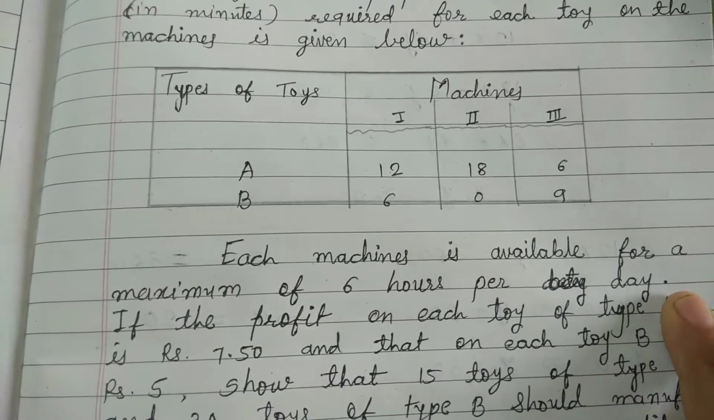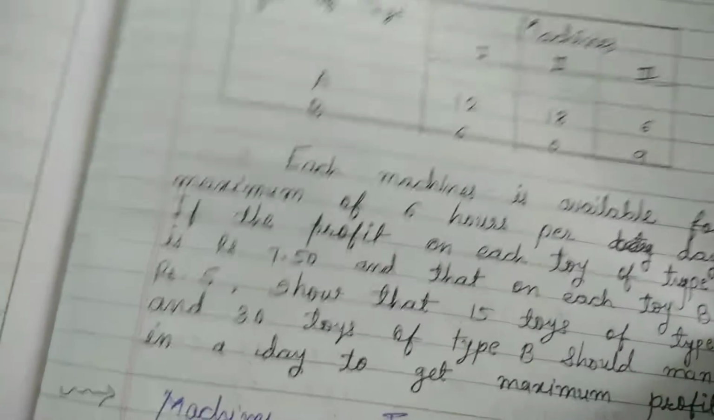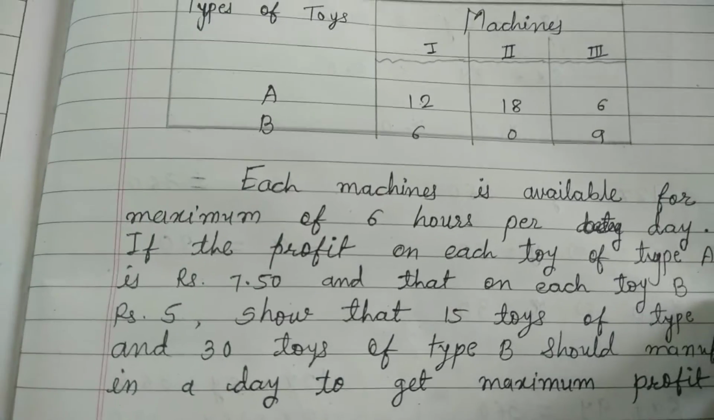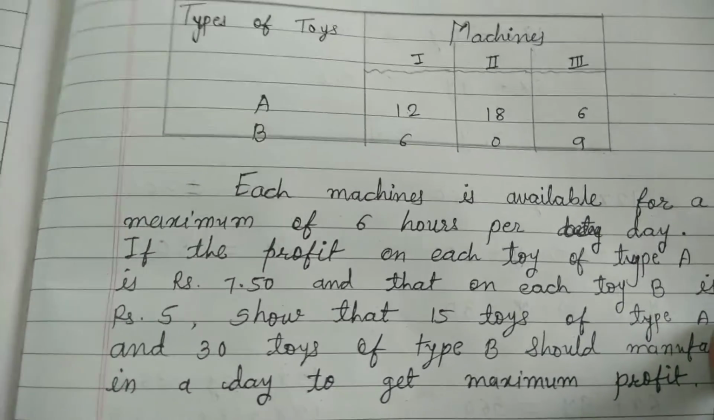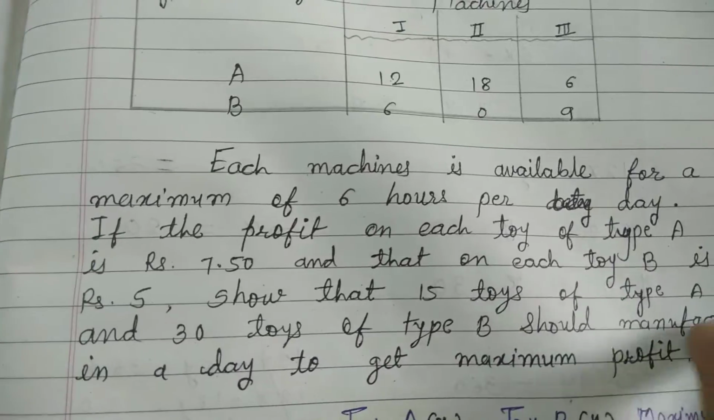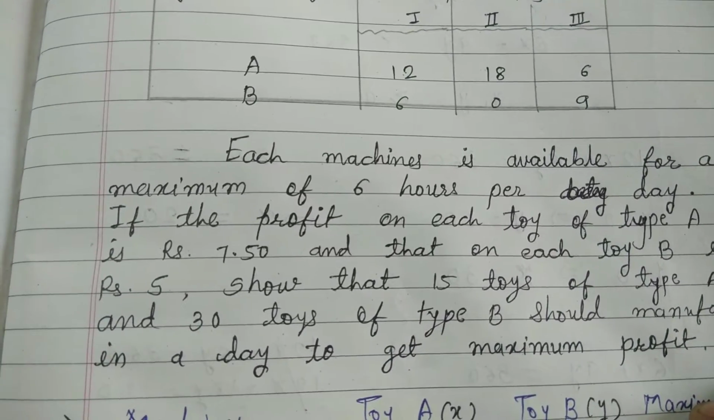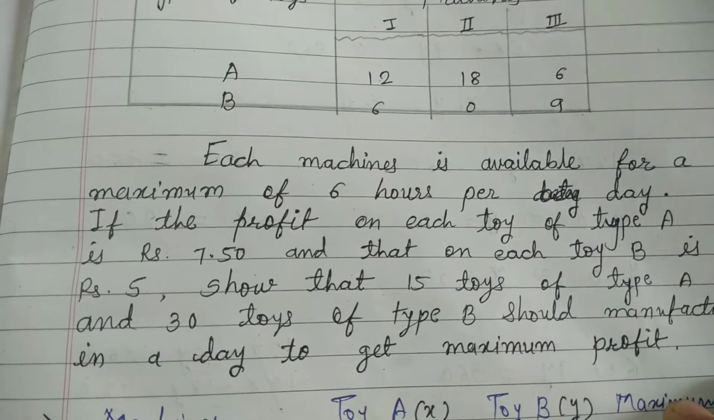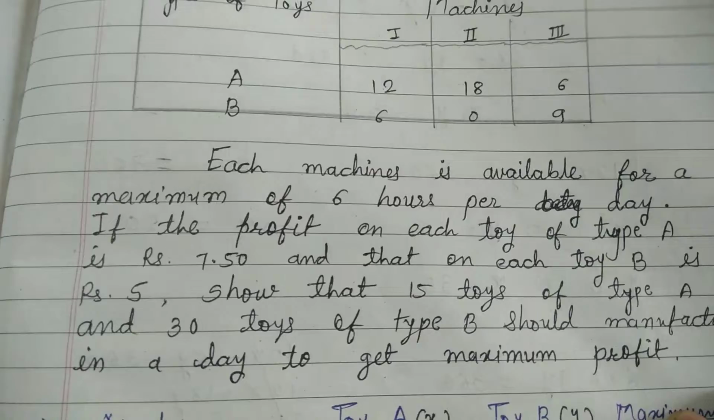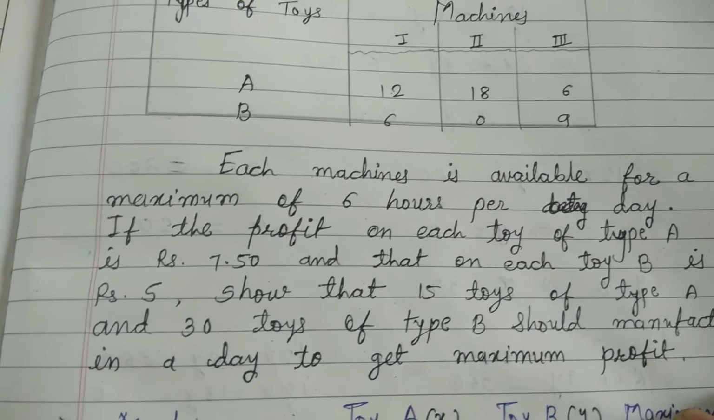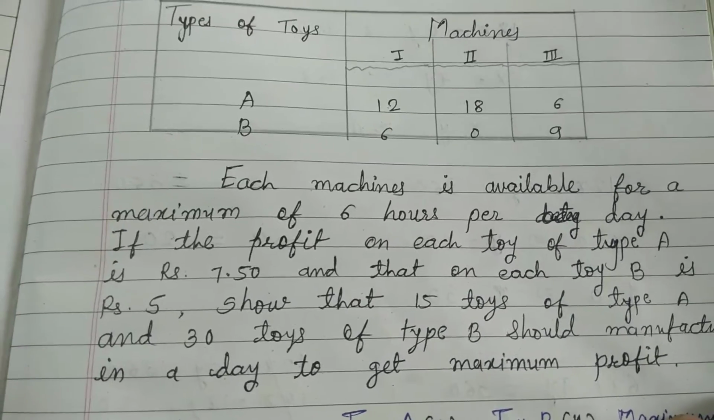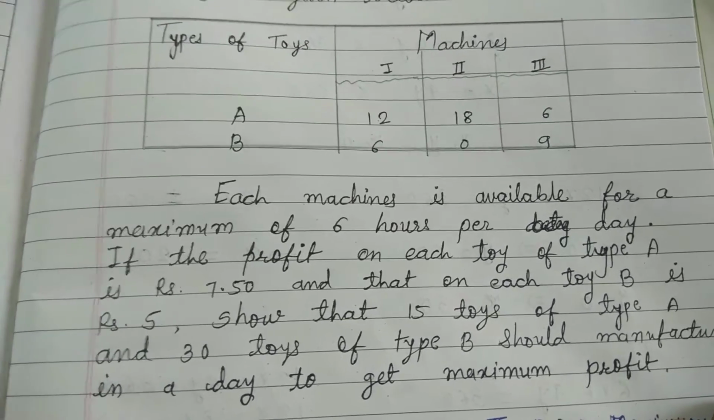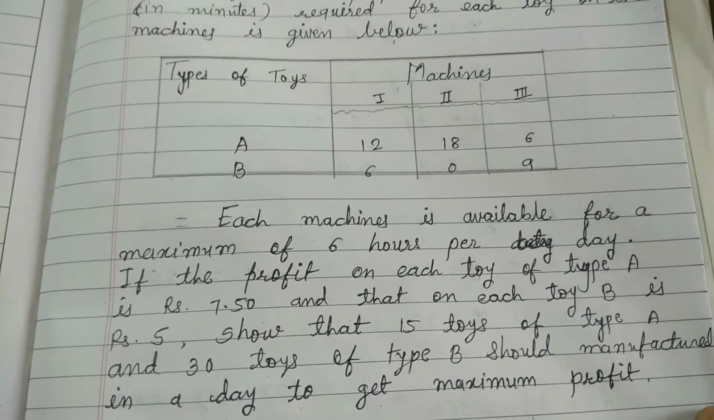Each machine is available for a maximum of 6 hours per day. If the profit on each toy of type A is rupees 7.50 and that on each toy B is rupees 5, then show that 15 toys of type A and 30 toys of type B should be manufactured in a day to get maximum profit. So here they have given us an answer that we have to prove. Now here everything we have done.